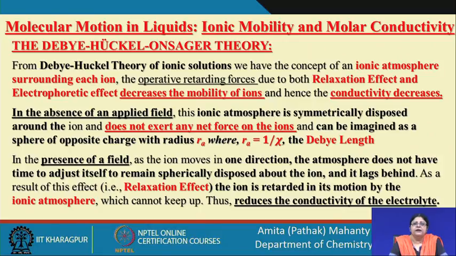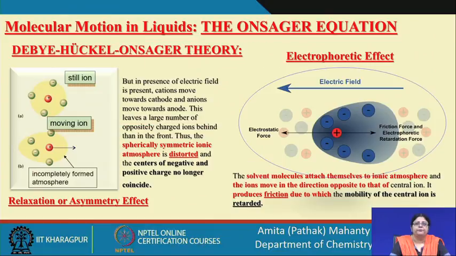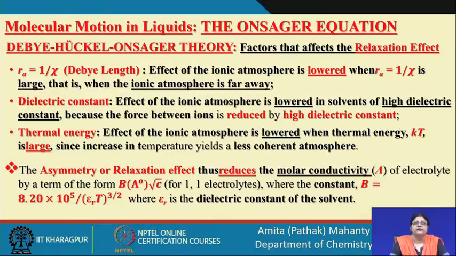The ion which is in motion gets retarded by the ionic atmosphere. So, this relaxation effect will actually reduce the movement of the ions under the electric field, and this will result in a reduction in the conductivity of the electrolyte. Okay. So, this is what we have discussed.